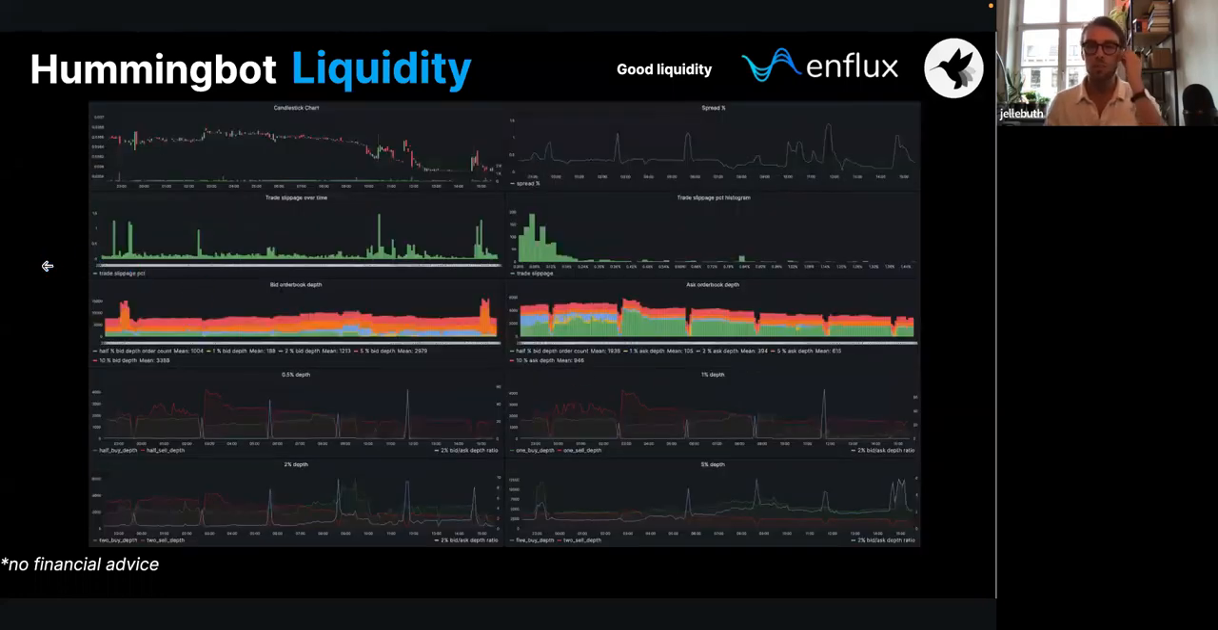We use Hummingbot as the backend to compute all these metrics and send them to a database, and that's something I will talk about in future sessions. Simply what you can see here is a candlestick chart, spread over time, trade slippage in a histogram for a specific token, and trade slippage over time, so you can see when it actually happens. Then we compute the 0.5% depth, 1% depth, 2%, and 5% depth of the order book.